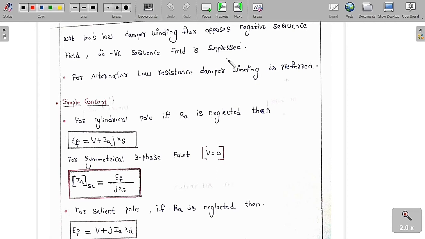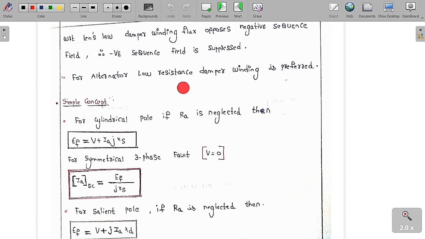This is the reason the negative sequence field is suppressed, because they are quite opposite, so the relative speed is very high. The more the damping flux, the more it is going to oppose its cause. The cause is the relative speed, so it is going to oppose the relative speed. With the help of this damper winding, we are going to suppress the negative sequence field.